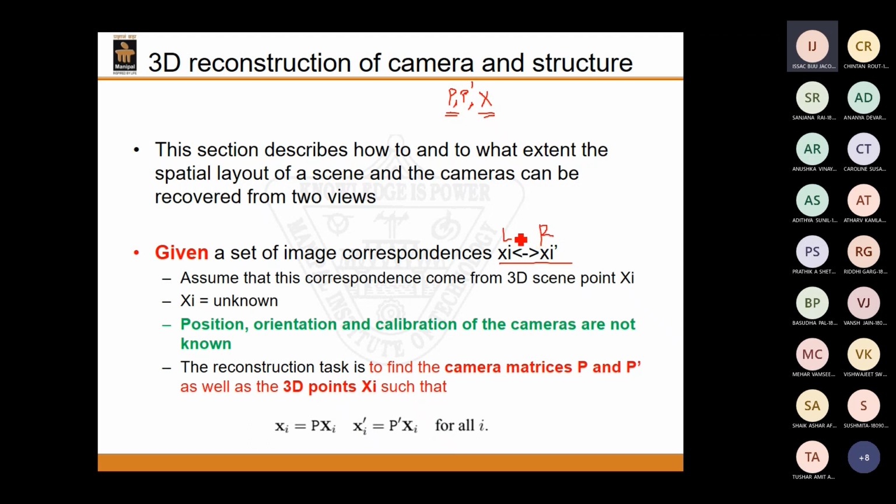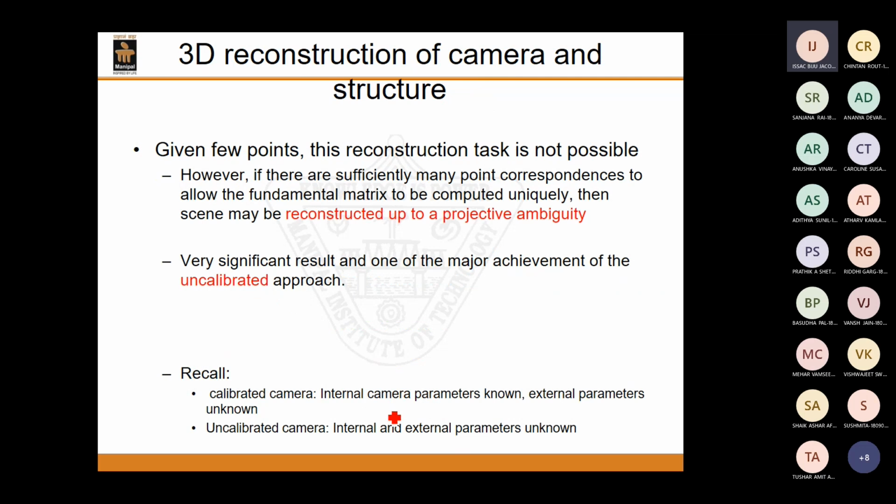And we know the correspondence between these 2 points. What we need to find out is basically the 3D point, capital X or capital Xi. And in order to find this out, you need the camera parameters. Let's say these camera parameters are not known to us. Then our problem becomes the task of finding these camera parameters P, P dash, and Xi, right? Now let's see how we can try to find that out.